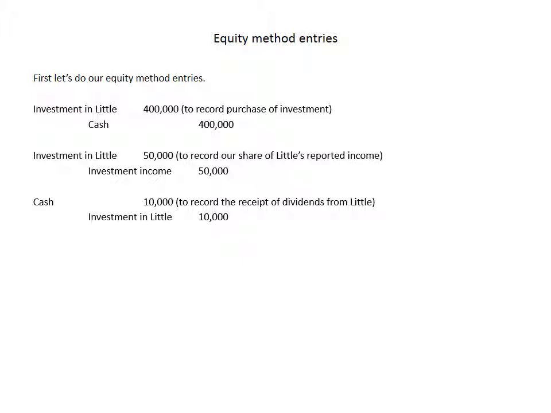Dividends. Little pays dividends of $10,000. We're the sole shareholder, so we get all $10,000. And again, the dividends reduce Little's equity, therefore our investment in Little goes down proportionally. Next we have our amortization.